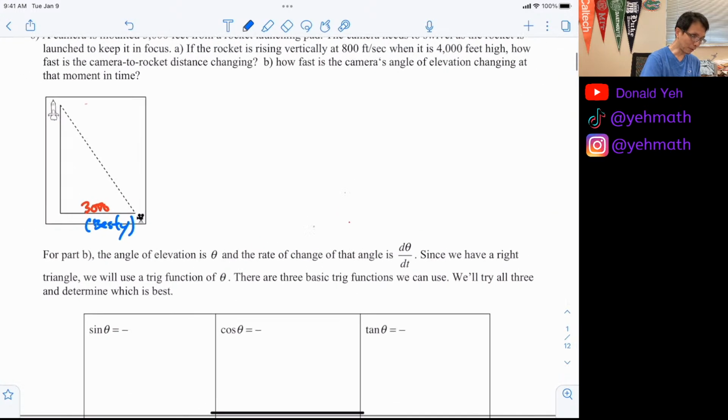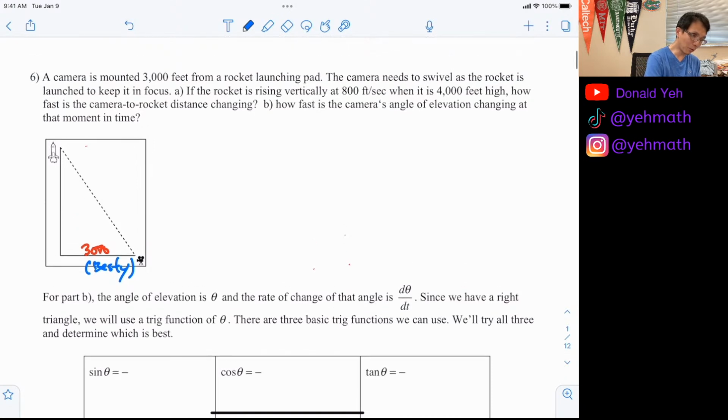Okay, so which trig function will I use? Well, we have dy/dt is 800, and that is the one I'm going to be using. Why? Because I don't know what dh/dt is. dy/dt is given to me. I don't want to go find dh/dt. Can I find dh/dt? Yes, I can find it from how fast the camera to rocket distance is changing.